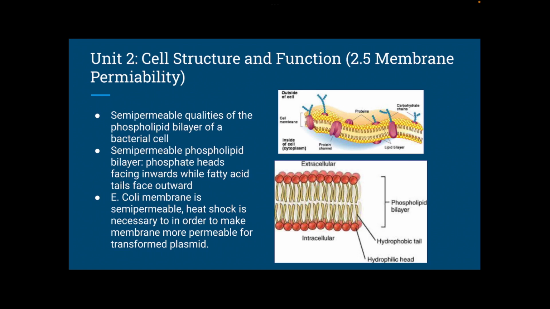Unit 2, Cell Structures and Function, 2.5, Membrane Permeability. Within the bacterial cell is a semi-permeable membrane within the phospholipid bilayer. These phosphate heads face inward while the fatty acid tails face outward. In this lab, the E. coli membrane is semi-permeable, so the heat shock is necessary in order to open up the pores of the membrane to make it permeable for transformed plasmid.